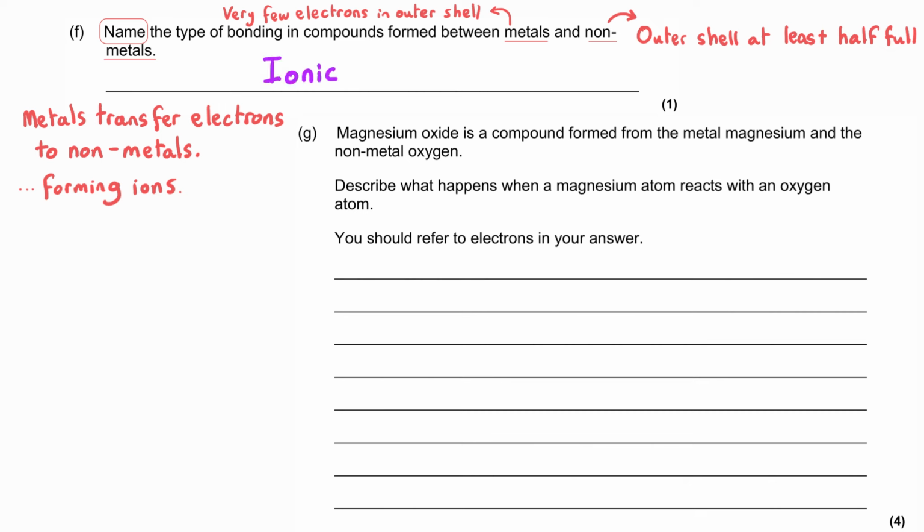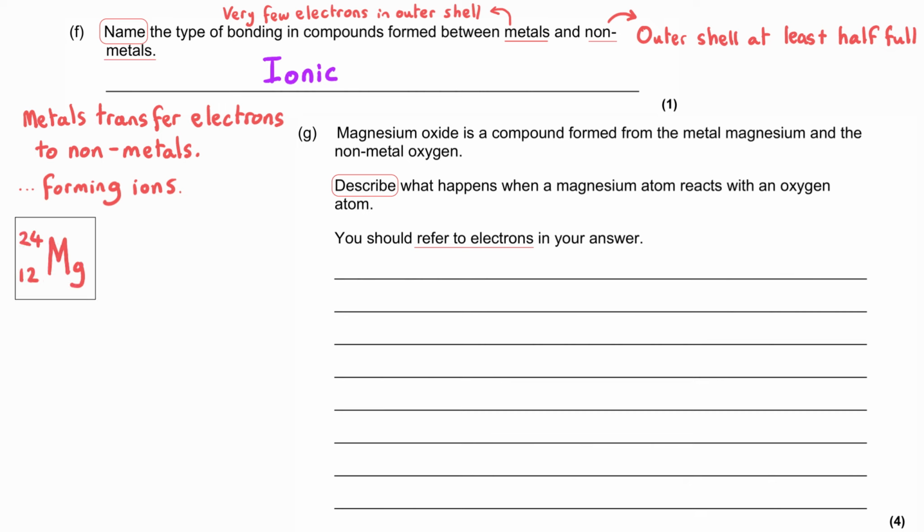Then we're told that magnesium oxide is formed from the metal magnesium and the non-metal oxygen. And we've been commanded to describe what happens when a magnesium atom reacts with an oxygen atom. And we've been given the big hint that we need to refer to electrons in our answer. To help you do this question, I recommend that you work out what the electron arrangement is for the magnesium and what it is for the oxygen.